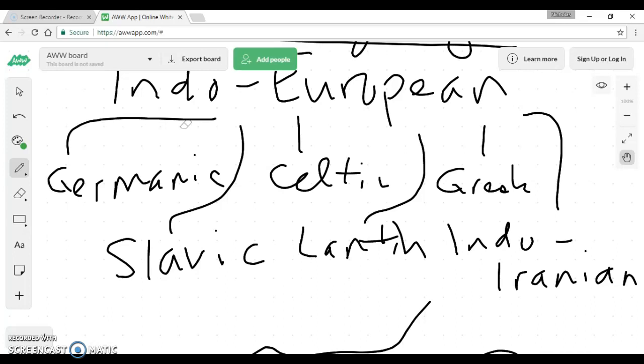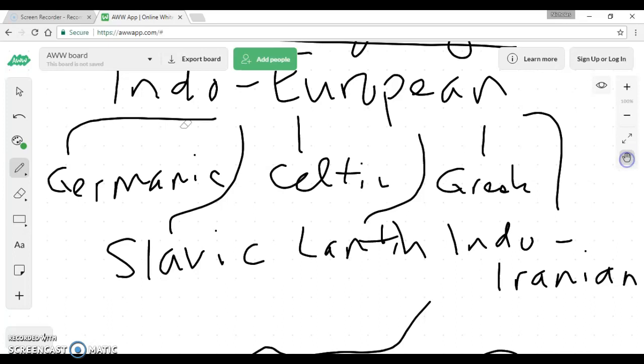But then if we also look at Germanic versus the Latin and the Romance, there's also similarity. So German is Vater, and then of course in Spanish you have padre. So they're similar enough in their pronunciation and their meaning that we say that they are related.